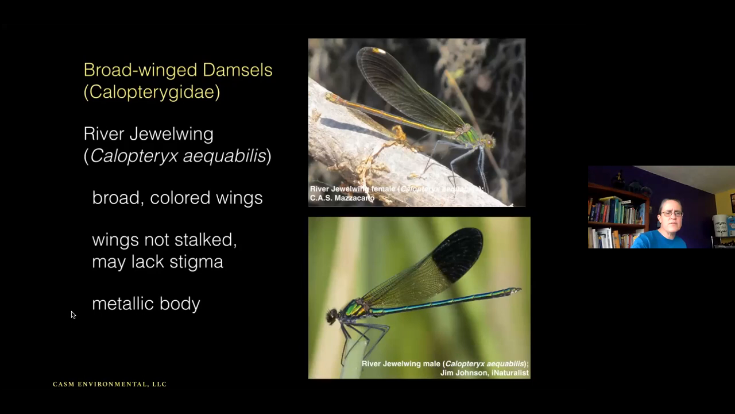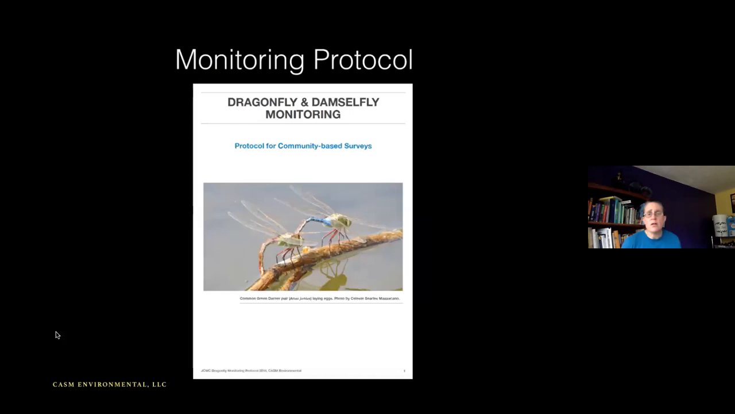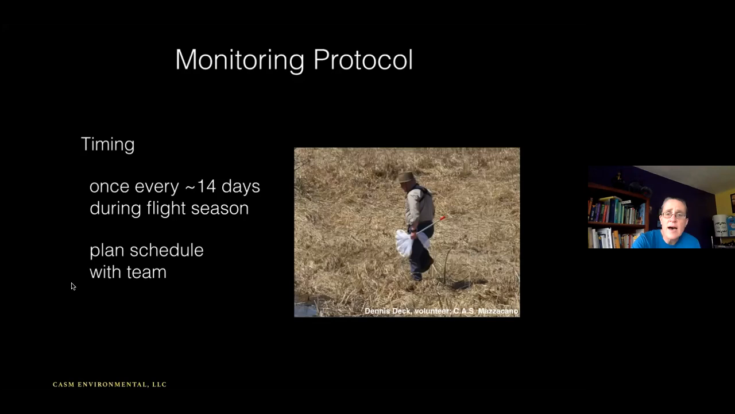So let's talk about the monitoring protocol. I said that this has all the details for every single step of what you will need to do when you're out doing your surveys. Please do familiarize yourself with it. The timing that we hope for is to do monitoring as regularly as we can throughout the flight season. Our goal is about once every 2 weeks.